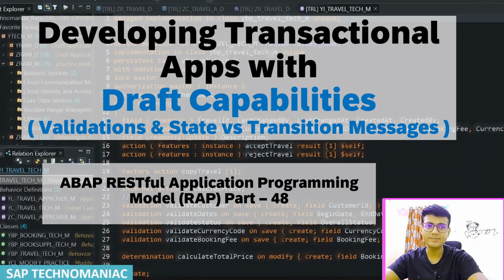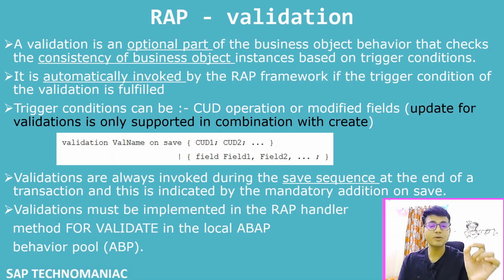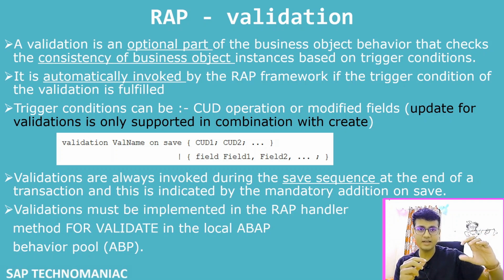So let's get started. As we discussed in my managed scenario, validations are an optional part of the business object which validate the data before saving in the database. Validations are triggered by the framework during the save sequence. As I told you in my unmanaged scenario, the save sequence has two parts: the early save sequence and the late save sequence. So validations always trigger at the end of the early save sequence, before entering the late save sequence.